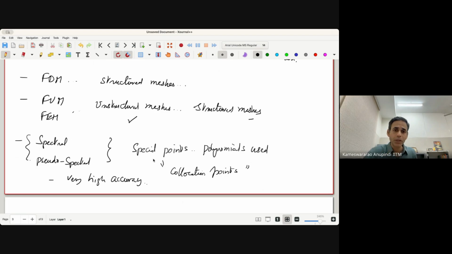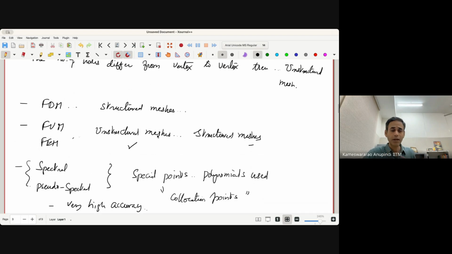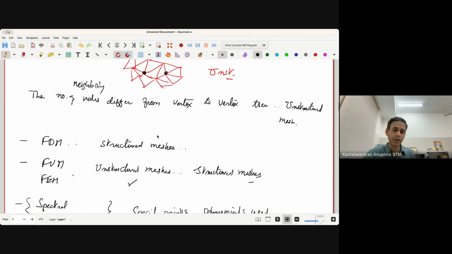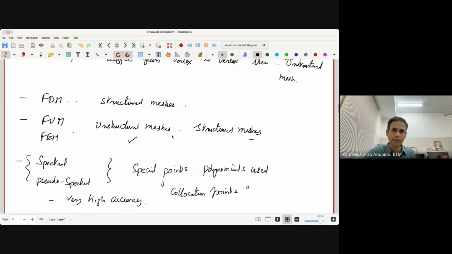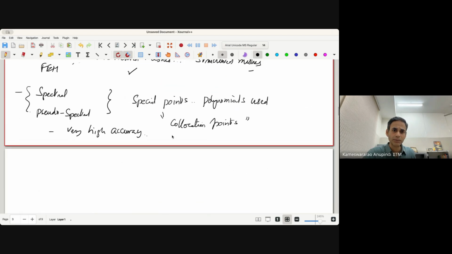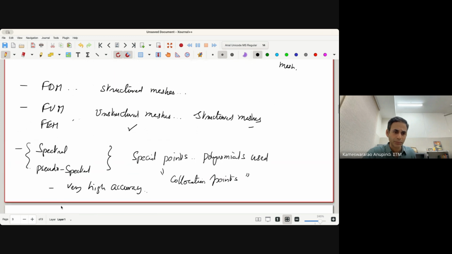Okay. So that's about how different methods are applied to convert our existing partial differential equations into algebraic equations. Okay, any questions so far, anybody, either from here or from the previous lectures? Any questions?